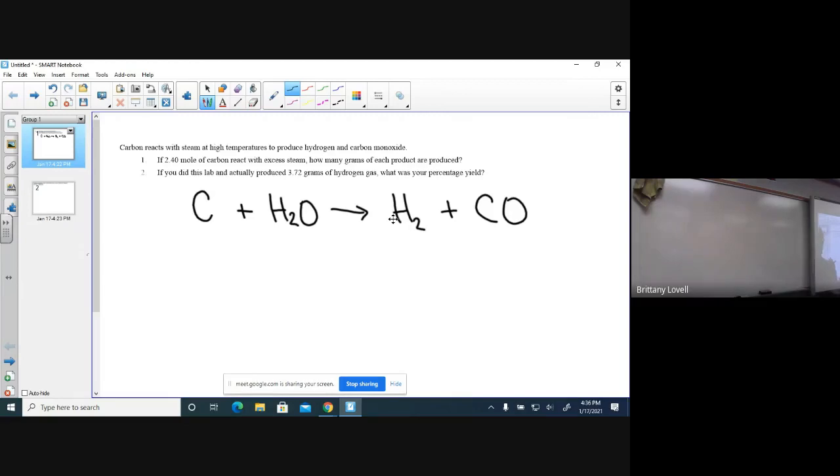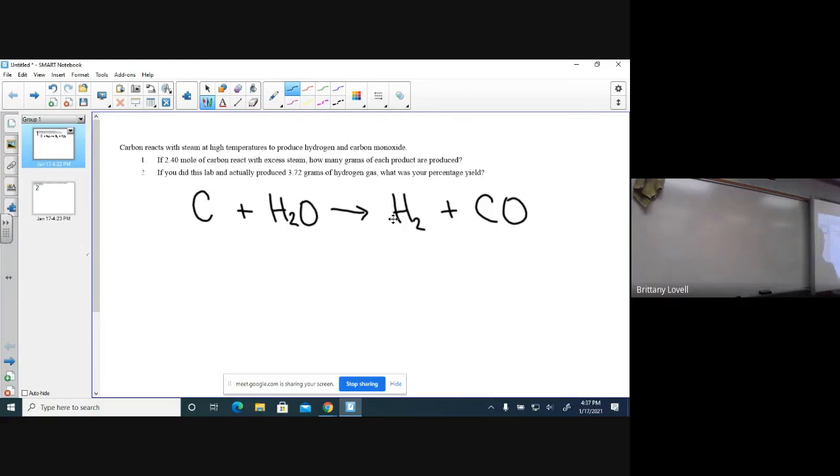Now, with any kind of chemistry equation, you always really just want to check or make sure it's balanced. Okay. So we'll look at this real fast. You have one carbon on each side, two hydrogens on each side, and one oxygen on each side. So it's good. It's balanced. Okay. So let's go ahead and start with question number 1, or part 1. It says, if 2.4 moles of carbon react with excess steam, how many grams of each product are produced?